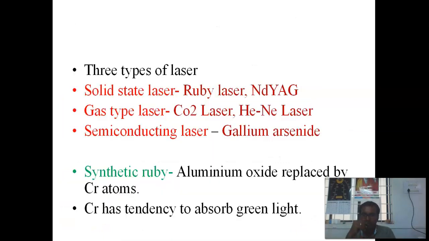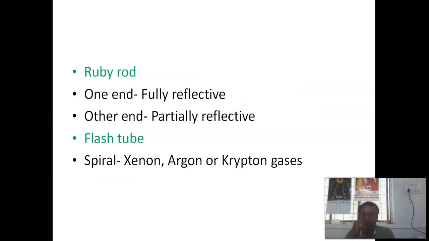with the creation of a second photon. There are three types of laser: solid state laser, gas type laser, and semiconducting laser. A solid state laser example is the ruby laser. Gas type lasers include CO2 laser, helium neon laser, etc. Semiconducting laser, gallium arsenide. Synthetic ruby material is aluminum oxide, in which some atoms are replaced by chromium atoms. Chromium has a tendency to absorb green light. Next is the ruby rod. One end is fully reflective and the other end is partially reflective. The flash tube is spiral, with xenon, argon or krypton.